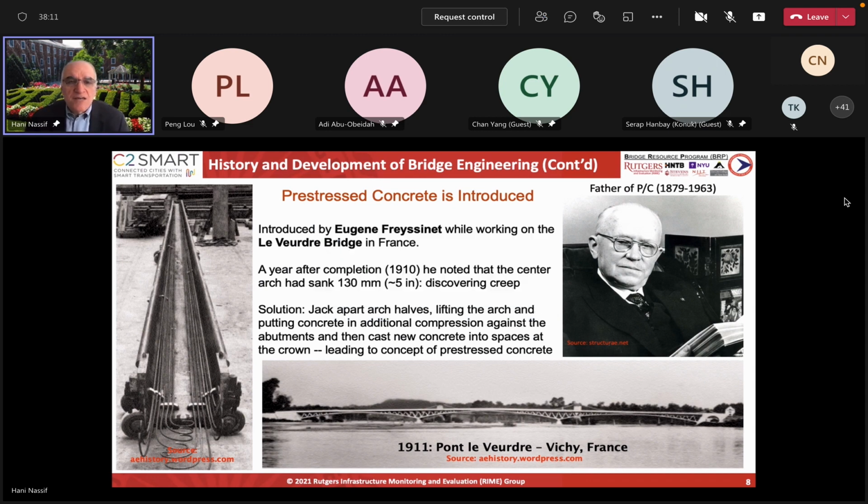I think we have to give credit mainly to Eugene Freyssinet, who happened to get into repairing one of the structures, the Pont de Verdure. In that structure, he was trying to bring it back up. So he applied the cables and tied them to the piers, and then added concrete in the middle to keep everything connected. And from there on, he started patenting that.